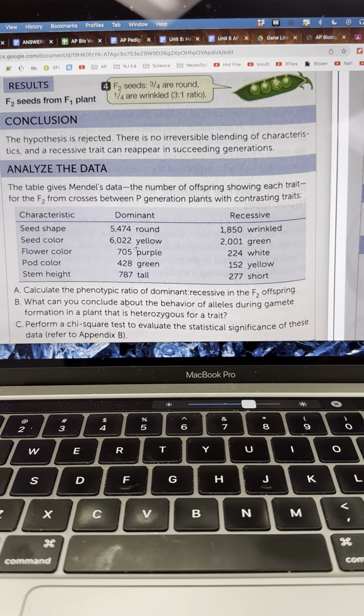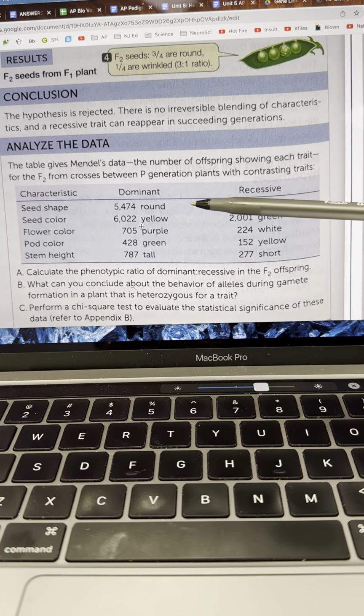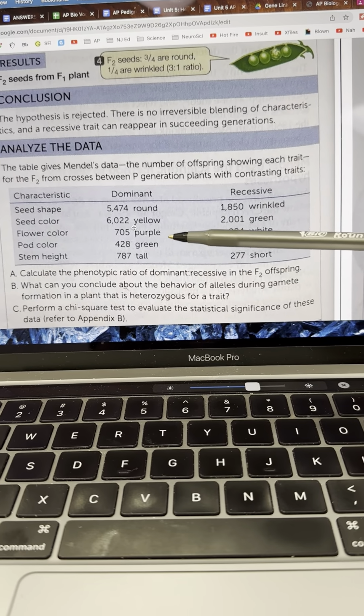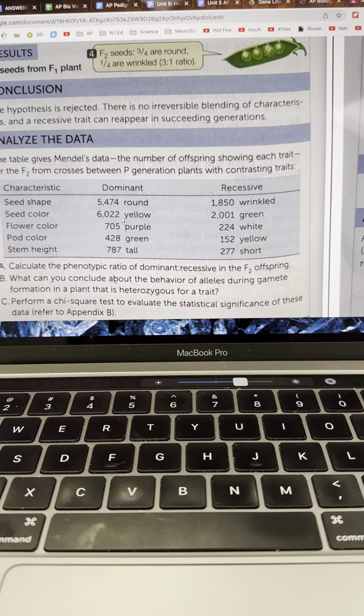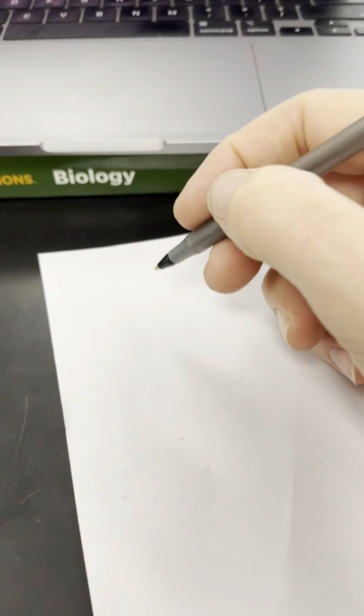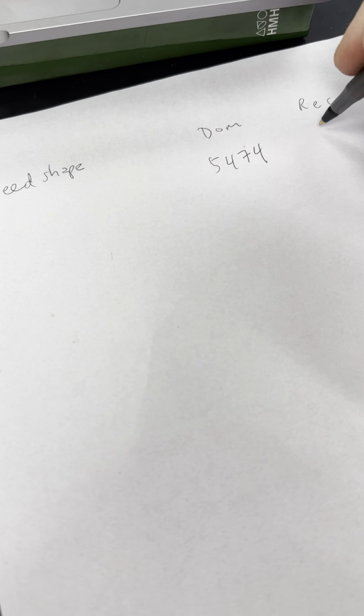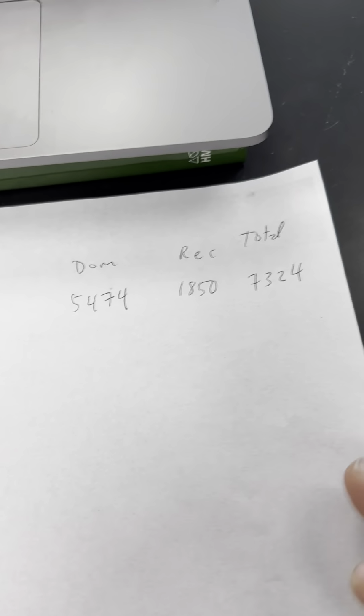So the first chi-square to do is for seed shape. The second one is to do seed color. You do not have to do the other ones. So seed shape, I'm going to write my observed genotypes here. So on my paper here, this is for seed shape. I'm going to write dominant, recessive, and total, and we've got 5,474 dominant, we've got 1,850 recessive. That is a total of 7,324.